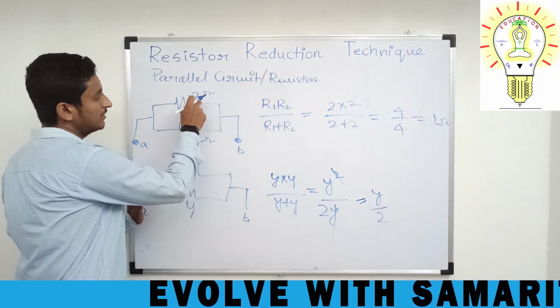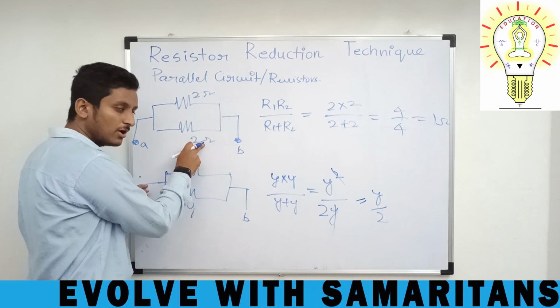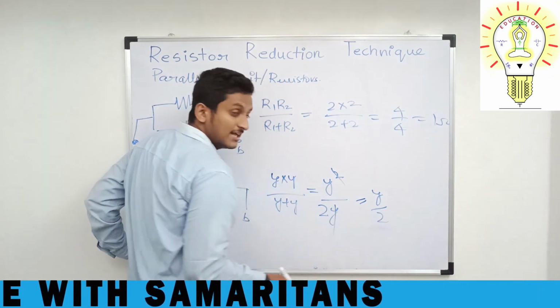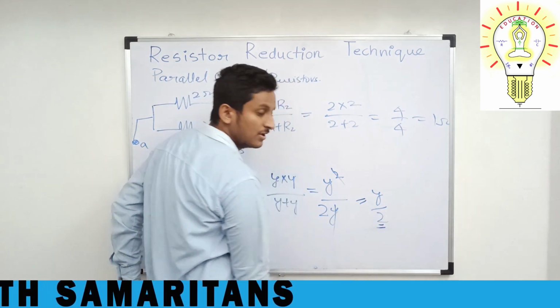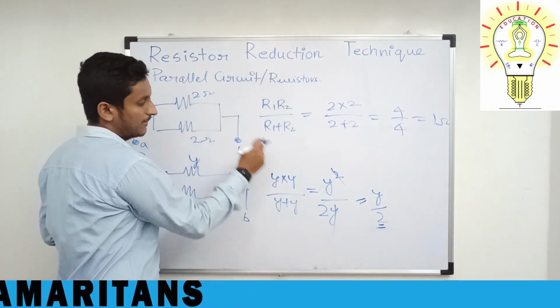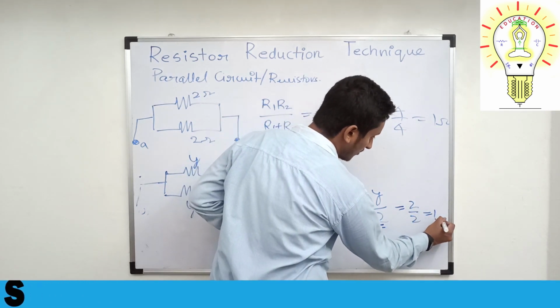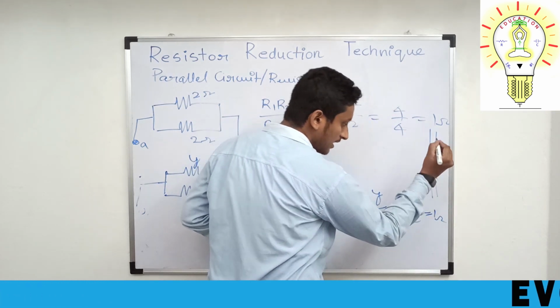Now what is this value? 2 and 2. This is in place of y. And how many resistors are there? 2 resistors. That is the reason why we are getting 2 here. Now if I take this value and apply here, what will happen? 2 by 2, that is equal to 1 ohm. So the answer will be the same.